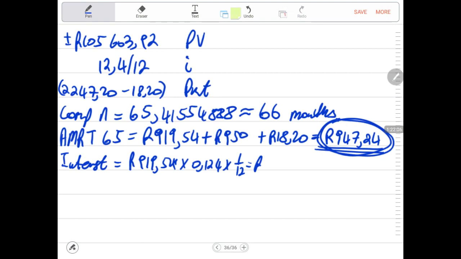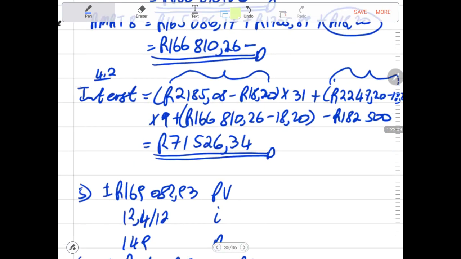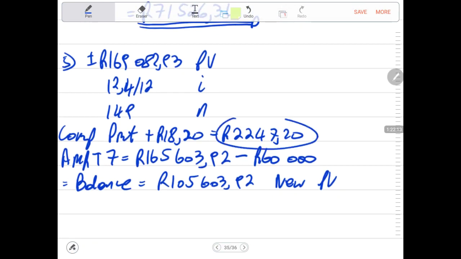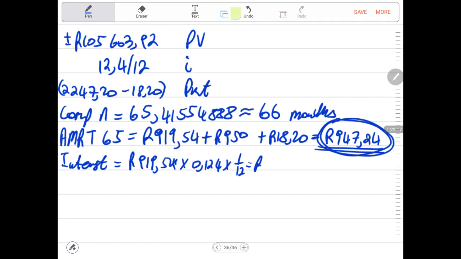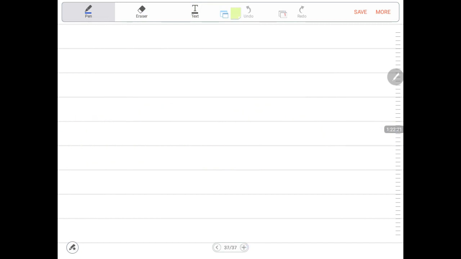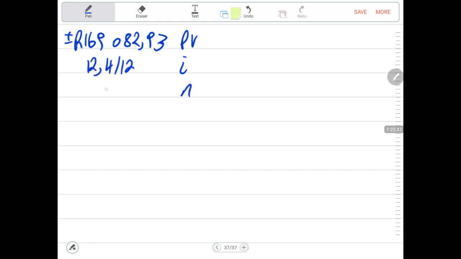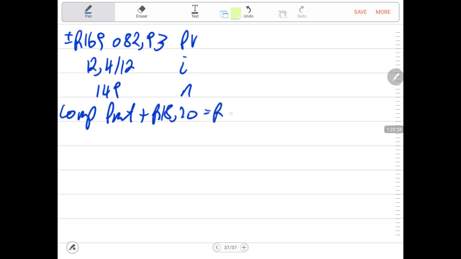So now remember again, your calculator screen must have the payment, which is PMT, of 2247.40. So that means we need to recalculate this PMT so that we begin with it. Plus minus once again, 169,082.93 is my present value. This is the balance at the beginning of the change in the interest rate. Interest is 12.4 divided by 12. And my N is 149, if you remember. Then what do we compute? We compute PMT plus 18 rand 20 cents.